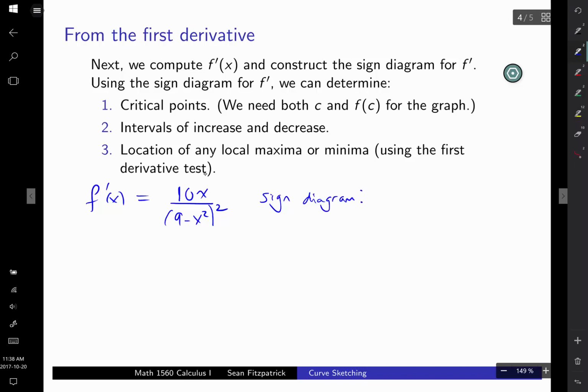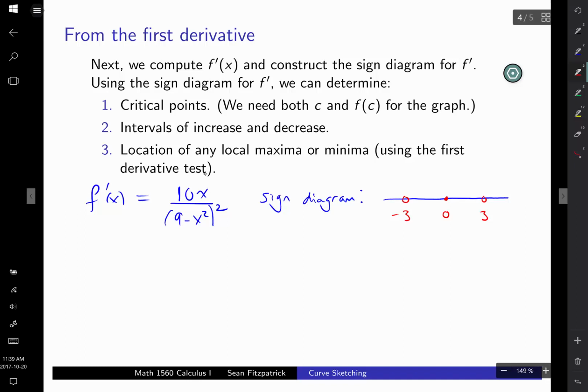Okay, so the derivative is undefined at minus 3 and 3, right? Those were points that weren't in the domain of our function, so they're not really considered critical points, even though the derivative is undefined there, because f was also undefined there. And we have a 0 at 0, so we do have one critical point at the origin. Okay, and now we check the signs in each interval.